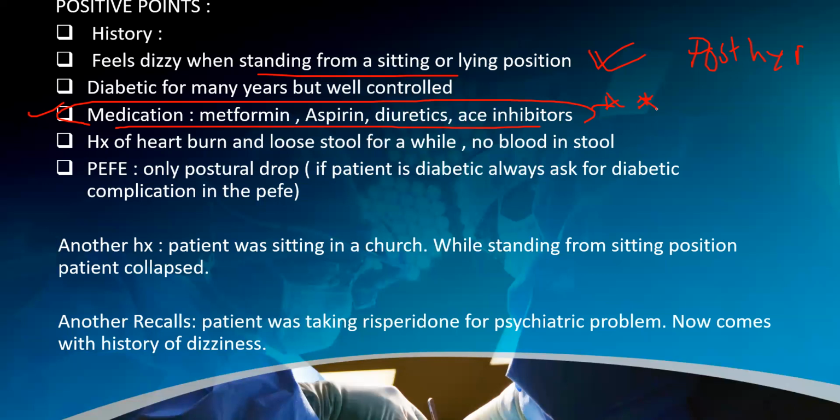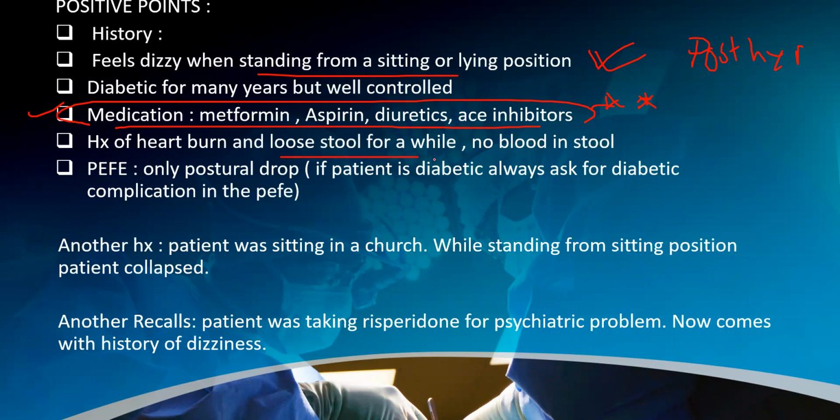What else can cause postural hypotension in a patient? Anything which can cause hypovolemia can cause postural hypotension. Like if a patient has recent diarrhea, excessive vomiting, excessive sweating, that can result in hypovolemia, resulting in postural hypotension. So try to find out about this, like any recent diarrhea, vomiting, excessive sweating. Okay, these are the main things that you need to find out from the patient.